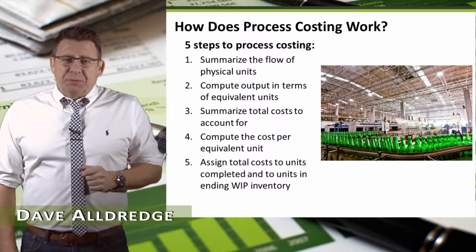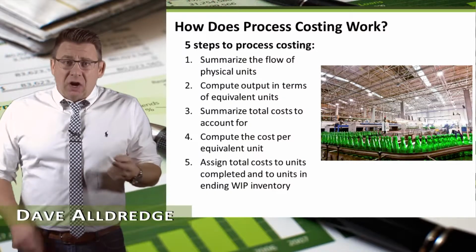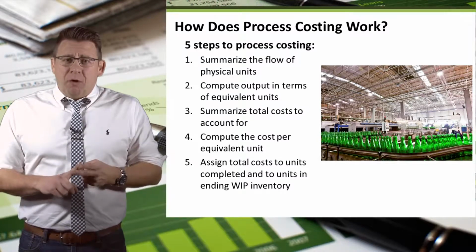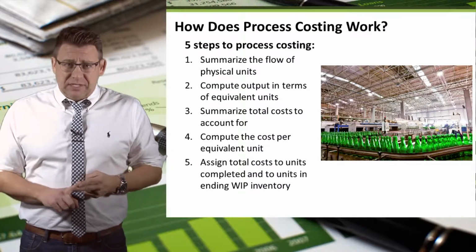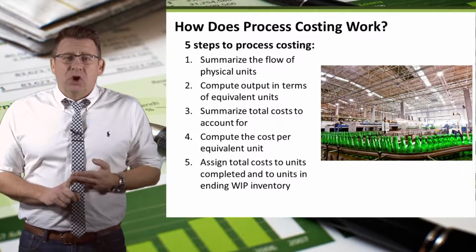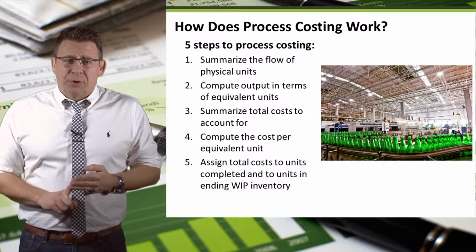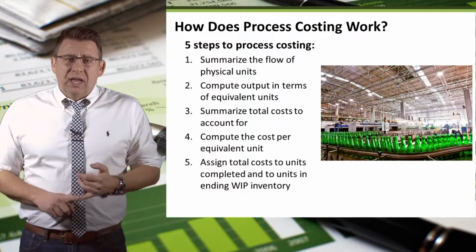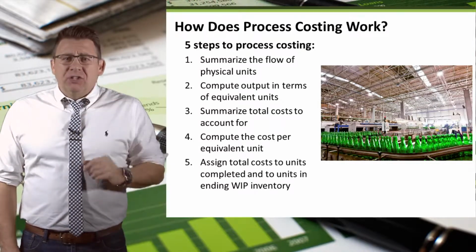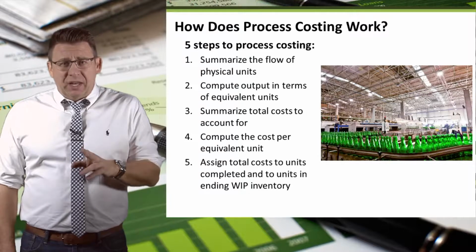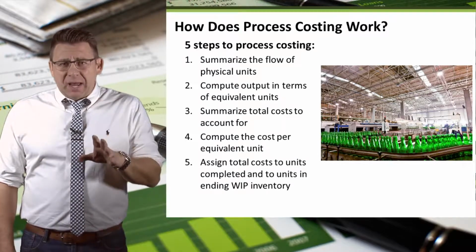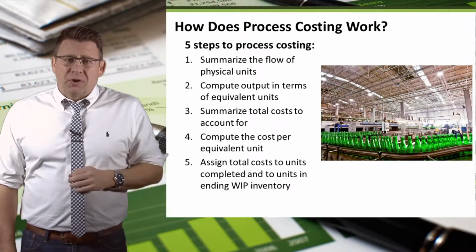There are 5 steps in process costing. They are: summarize the physical flow of units, compute output in terms of equivalent units, summarize total costs that need to be accounted for, compute the cost per equivalent unit, and finally, assign total cost to units completed and to units in ending inventory. This last step is the real reason we have the prior 4.